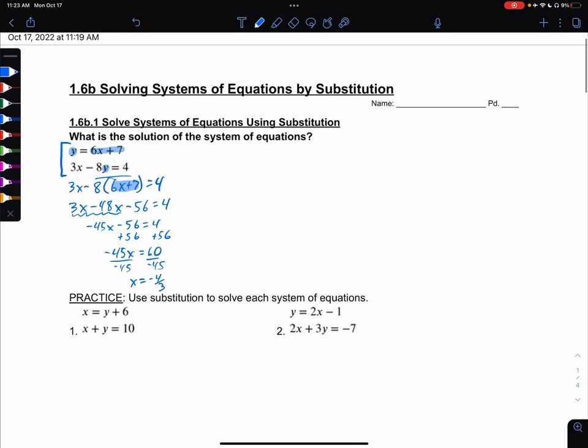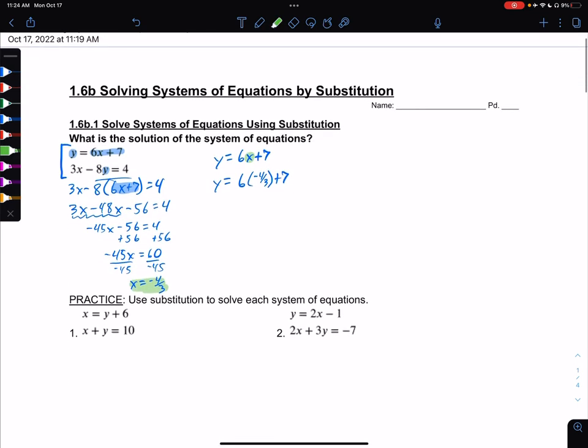Sorry about that. Now that we know what x is, I'm going to highlight that in green. So we know the x value. We now need to back substitute that x value into one of our original equations. In this case, I'll use y equals 6x plus 7. And I'm going to take the x and substitute it in so that I can solve for y. So y is equal to 6 times negative 4/3, and we'll add 7 to that. Sorry, the screen keeps jumping.